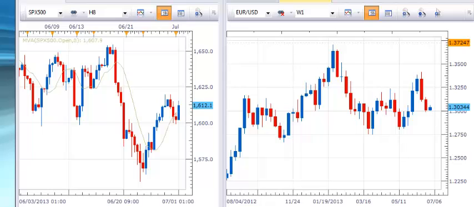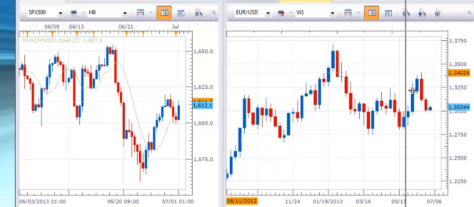So in today's segment, we're going to be looking at the S&P Futures or the S&P CFD. That's this chart over here. We're going to be looking at Euro dollar, Pound dollar, and Aussie dollar on the bigger picture. Let's first begin with the S&P.